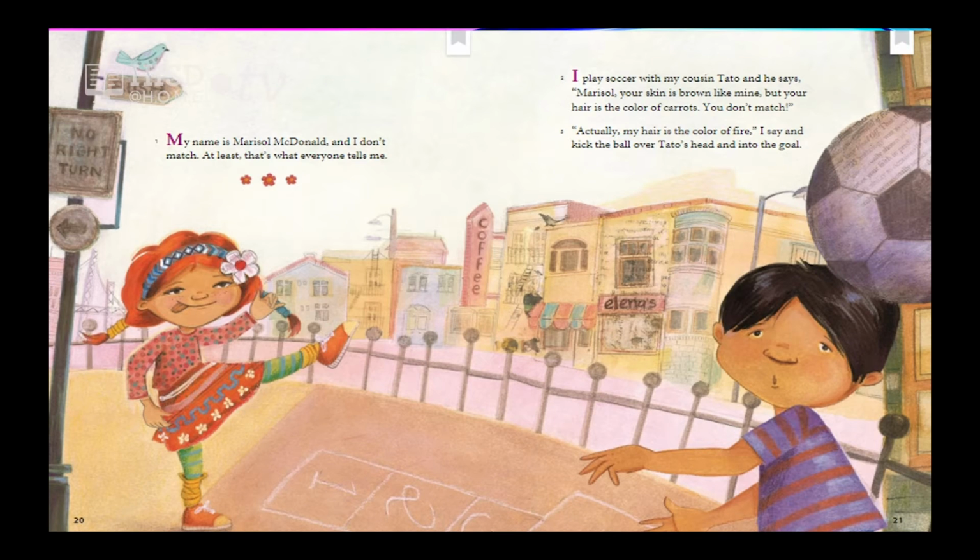My name is Marisol McDonald and I don't match. At least that's what everyone tells me. I play soccer with my cousin Tato and he says, "Marisol, your skin is brown like mine, but your hair is the color of carrots. You don't match." Actually, my hair is the color of fire, I say, and I kick the ball over Tato's head and into the goal.